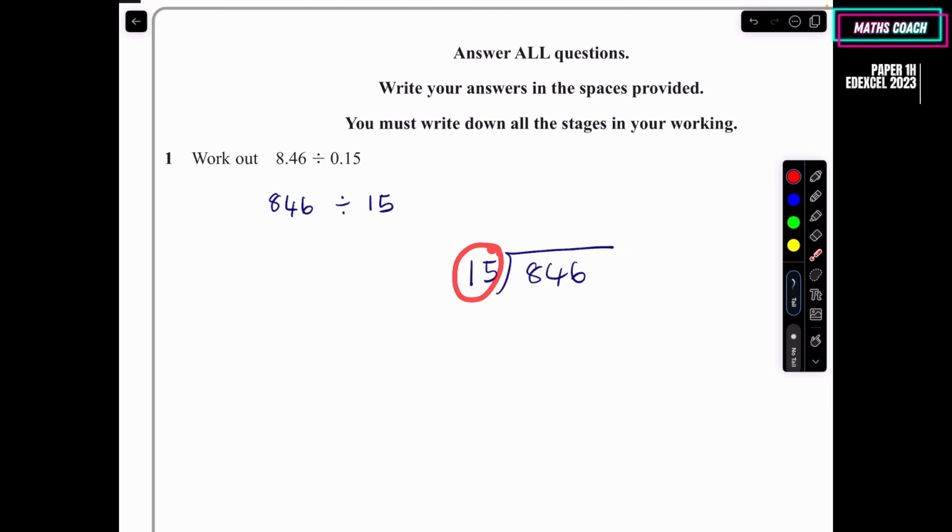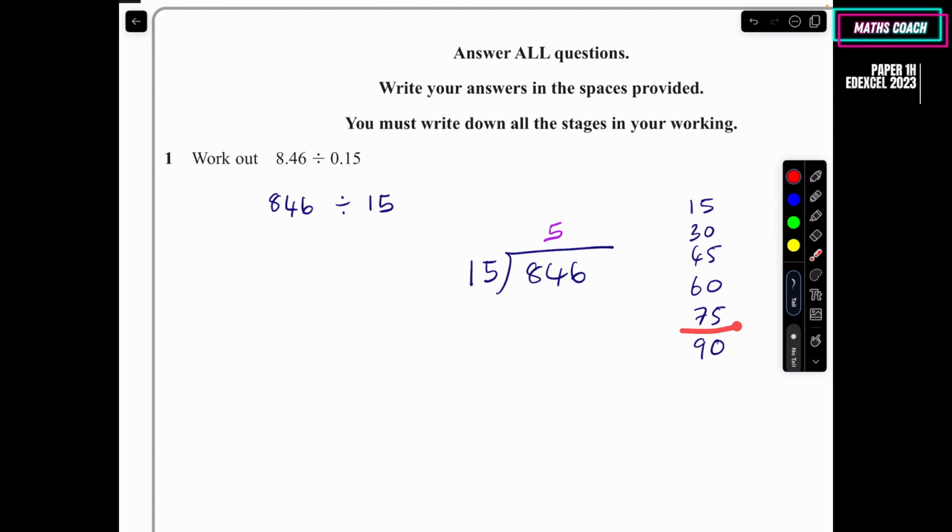Does 15 go into the 8? No, it doesn't. So we need to use 84. It might help if you have the 15 times table written down on the side: 15, 30, 45, 60, 75, and 90. That would be enough. So you can see that 15 goes into 84 how many times? 1, 2, 3, 4, 5. It goes in 5 whole times. So we write the 5 above the 4, because we used 84.